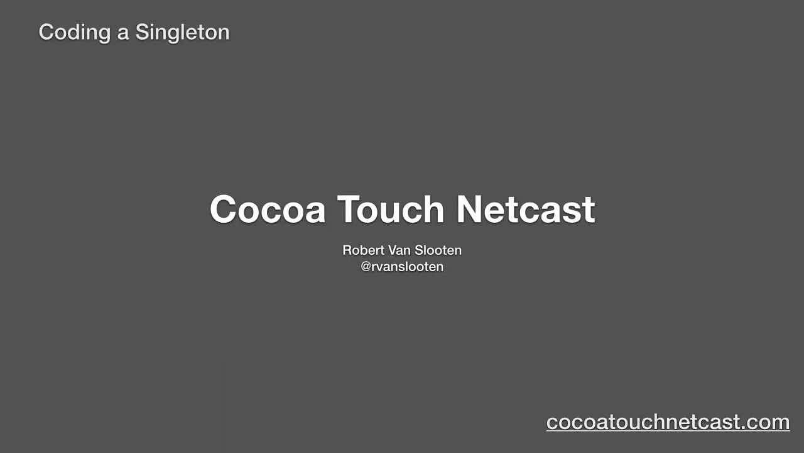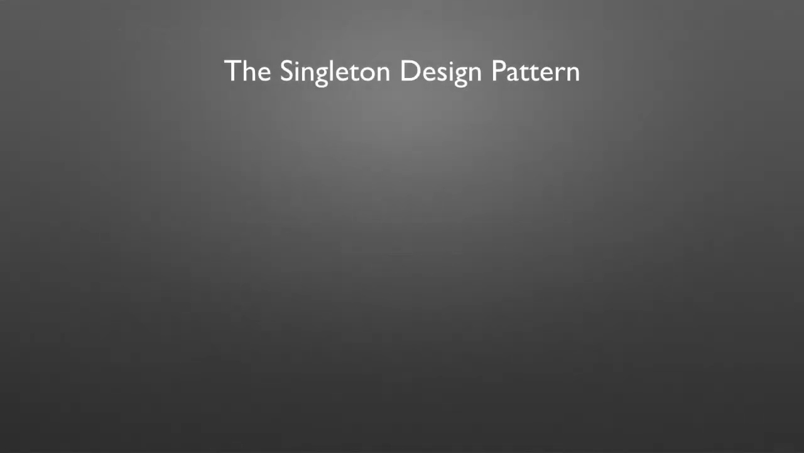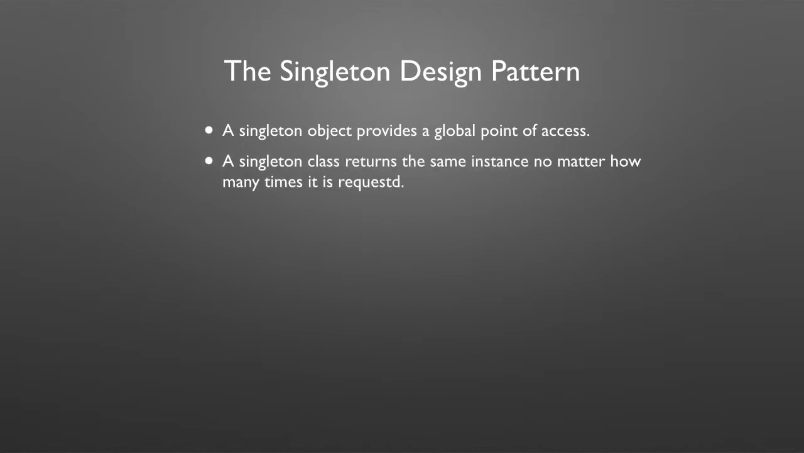In this episode, we're going to be talking about singletons. The singleton design pattern. Really, what is it? Well, you probably already know this, but let's define it clearly. A singleton object provides a global point of access. The application object is an example. A singleton class returns the same instance no matter how many times it is requested. Well, it's a global thing. No matter where you're requesting it from, you should see the same thing.